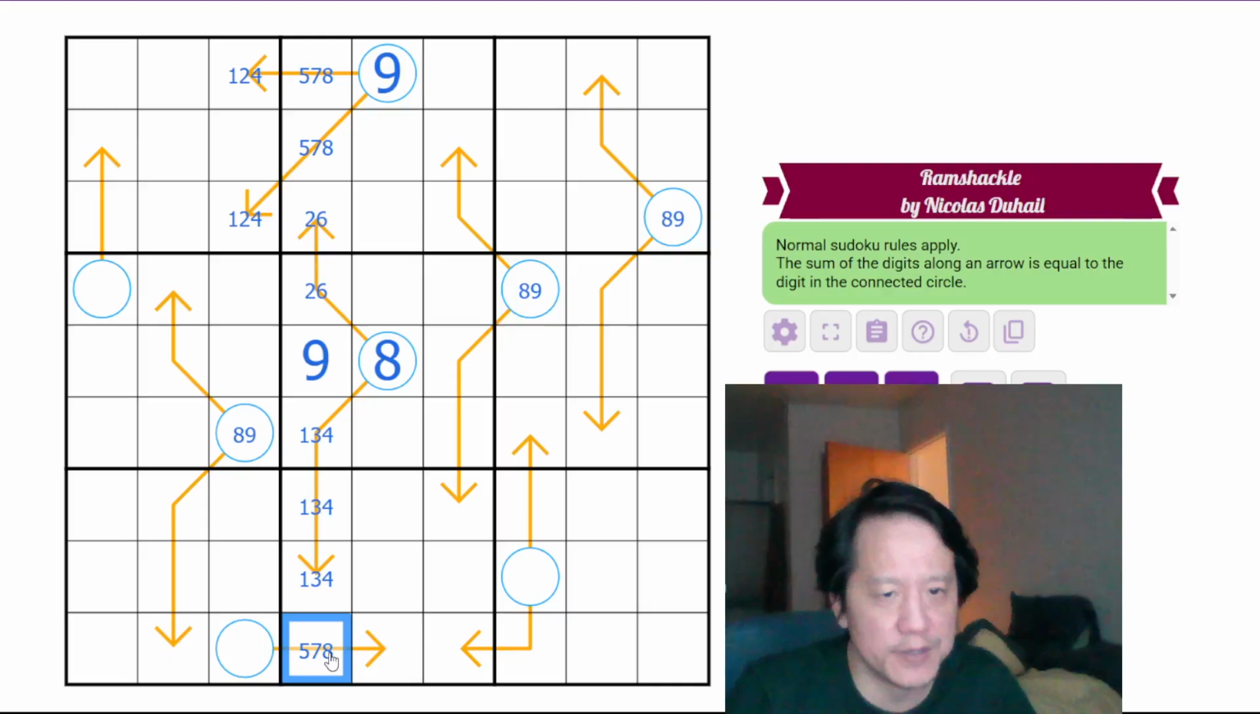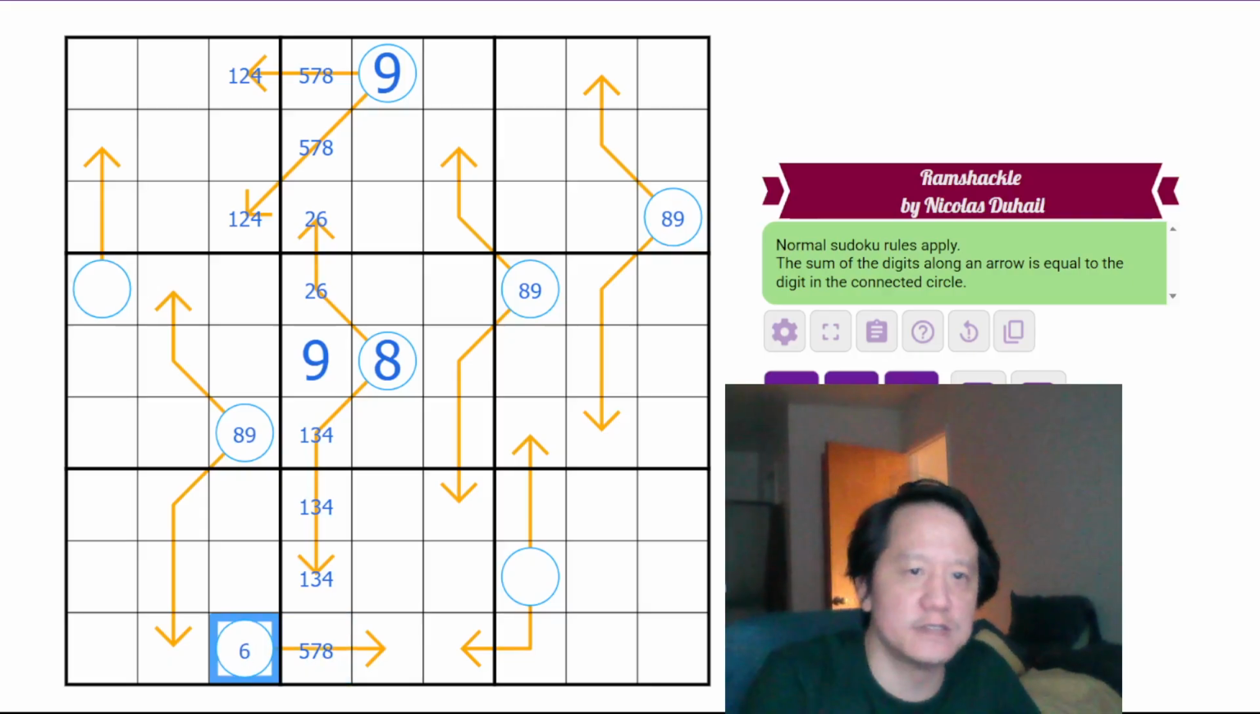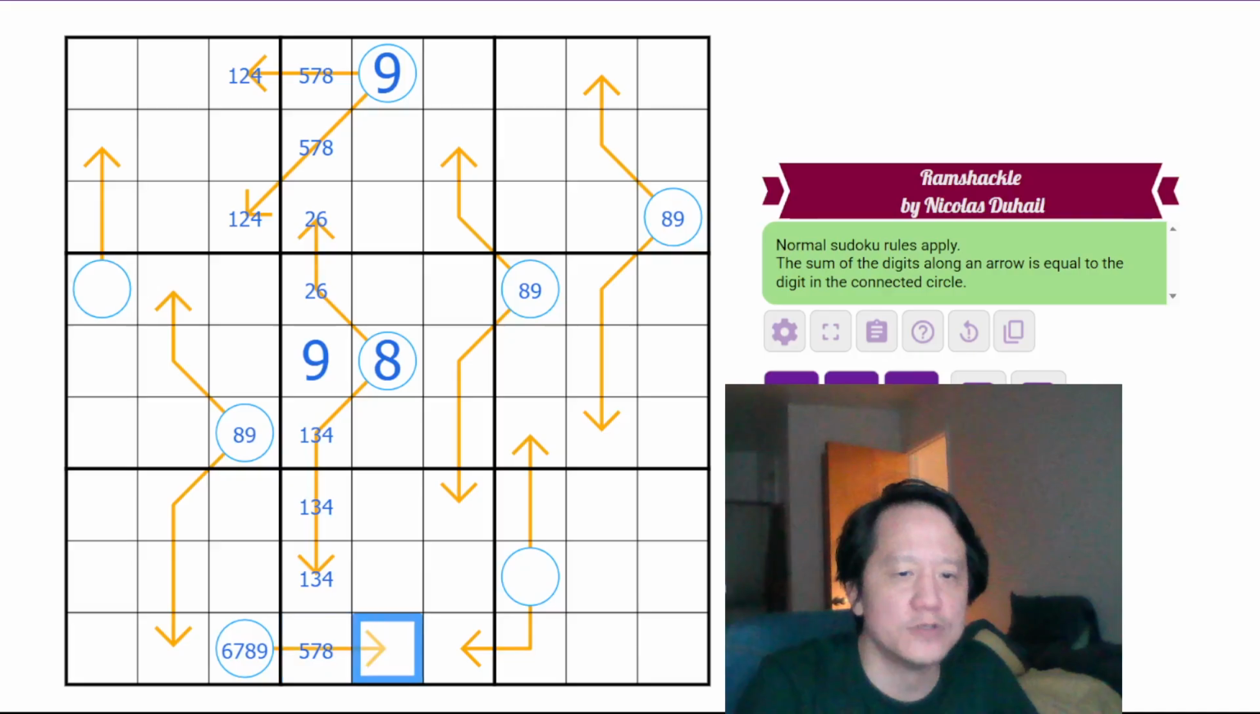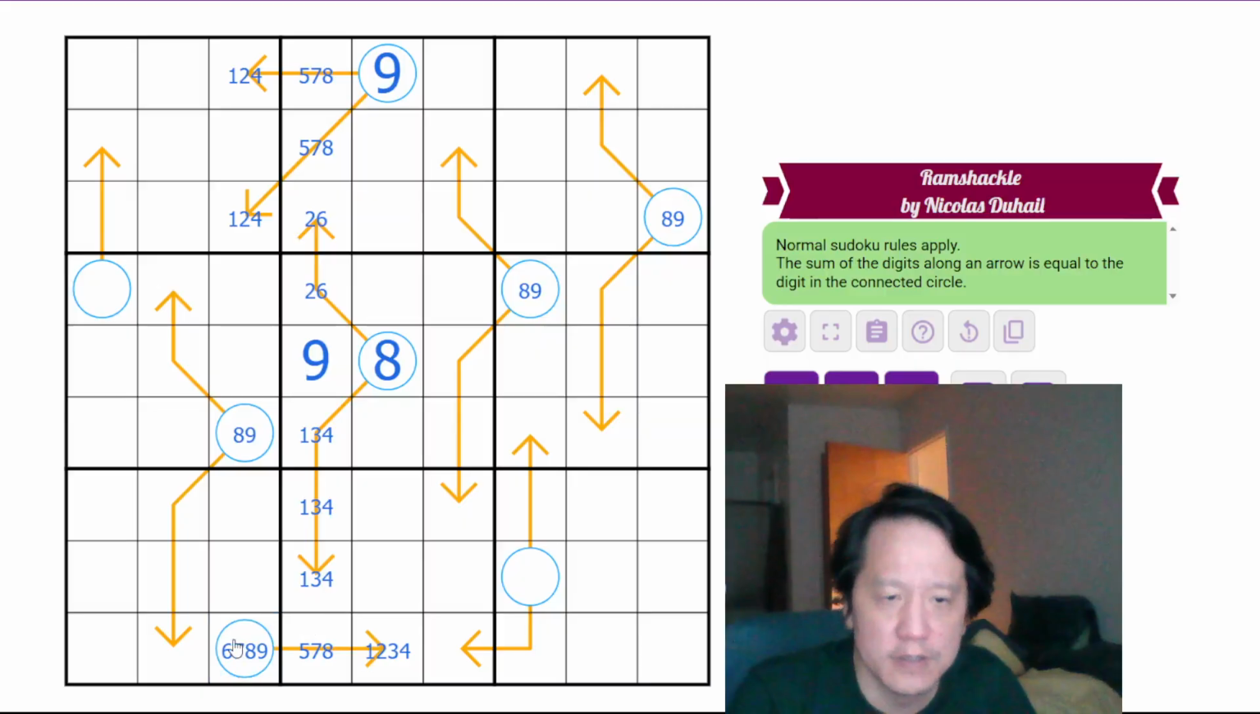This is greater than this digit, so it's at least 6 here. So this digit has to be 1 through 4 here to be less than, to add up with a 5, 7, or 8 to add up to 6 through 9 here. Okay.